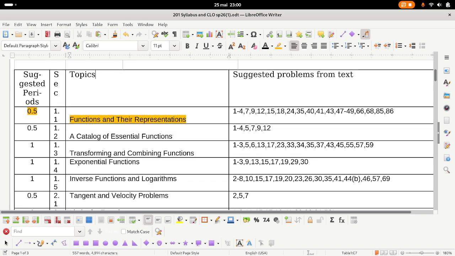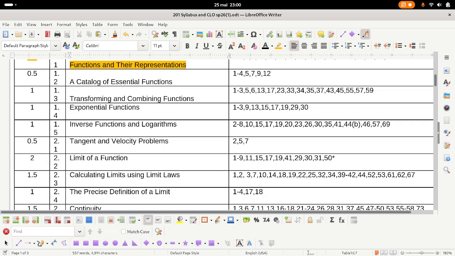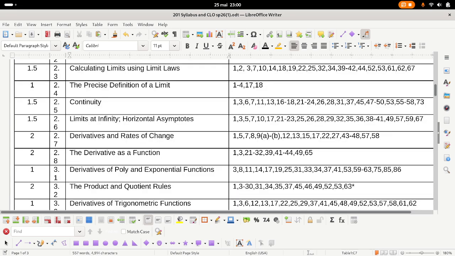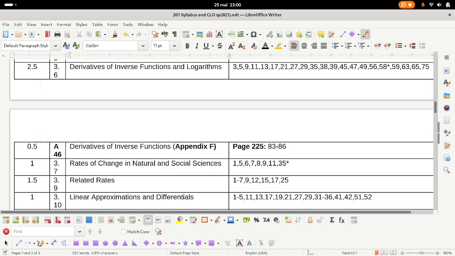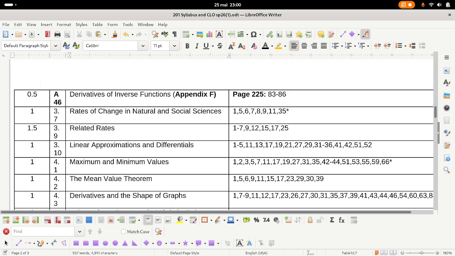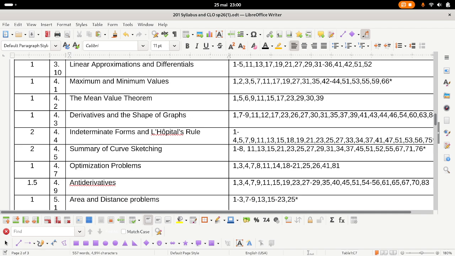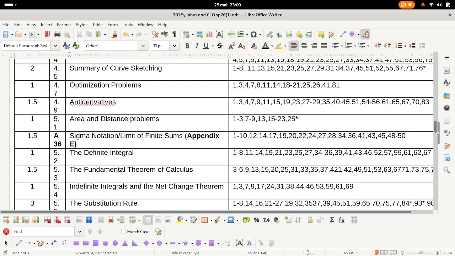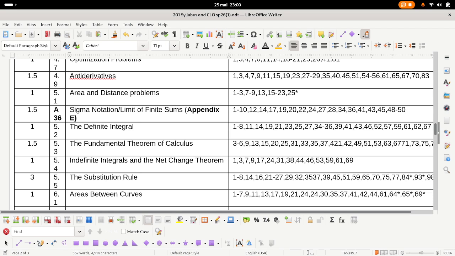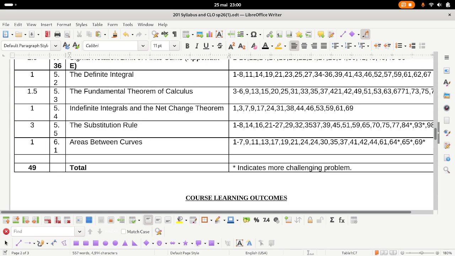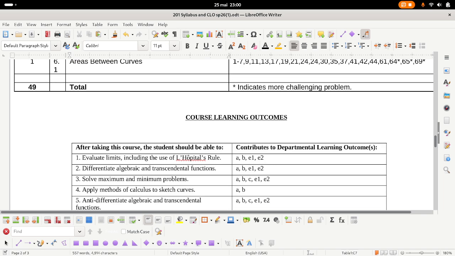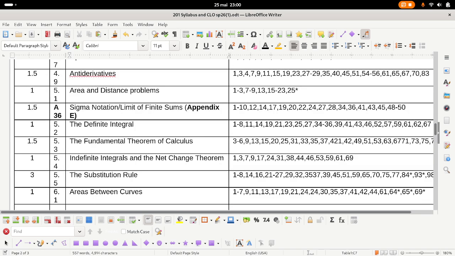So we'll start a catalog of essential functions. We have transforming and combining functions, exponential function, inverse function, logarithm, tangent and velocity problem, limit, derivatives again, maximum, minimum value, mean value theorem, derivatives also, optimization, definite integral, fundamental theorem of calculus, substitution rule, and we will finish calculus 1 and go to calculus 2. Voilà, follow me.